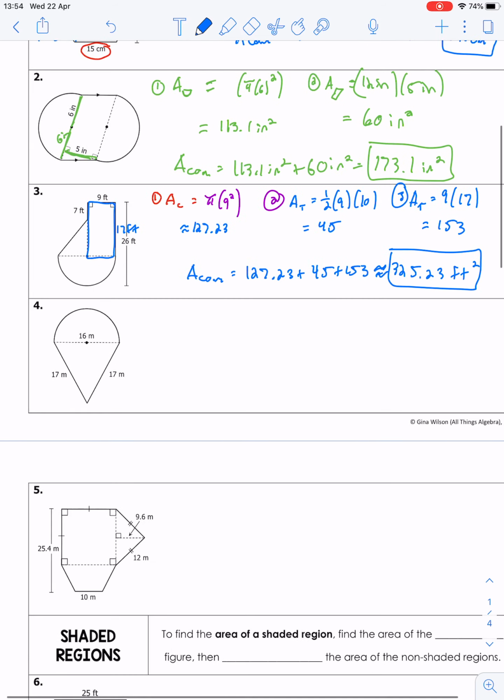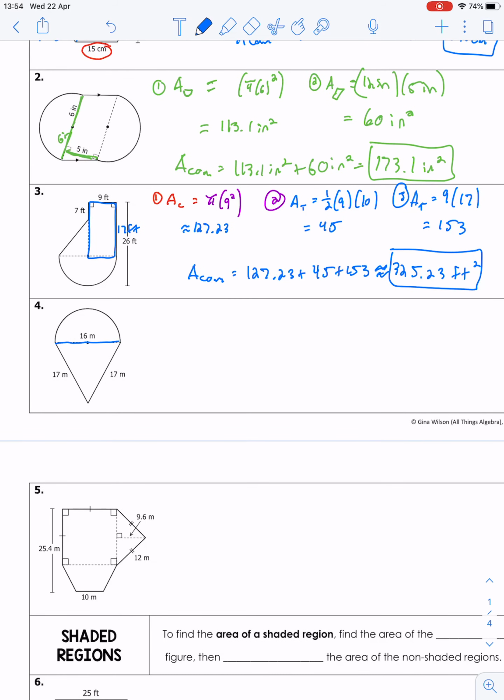Number 4, a little trickier. We have two shapes. We have our semicircle and we have our triangle. So let's do our semicircle first, triangle second. So our circle is going to be half a circle. So we're going to take half of the area, pi, and the diameter is 16. So that must mean the radius is 8. So that's going to give us approximately 100.53 feet squared. So there's the semicircle.